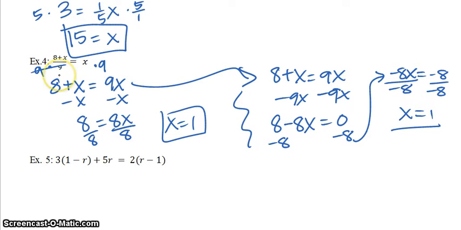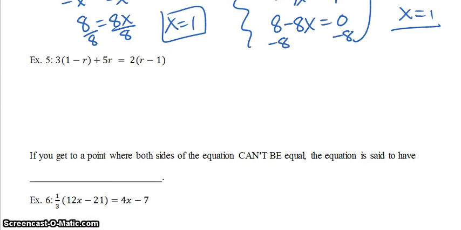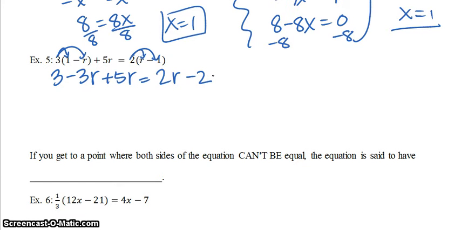But for these ones, again, you want to break up that big fraction first. Alrighty, so we need to definitely distribute before we do anything else. So distributing, I get 3 minus 3r plus 5r equals 2r minus 2. Once I have this, we can start moving stuff over, but I always like to combine like terms on the same side first, okay? It's not combining like terms if you're moving it over. So I'm going to combine those. So that gives me 3 plus 2r equals 2r minus 2.